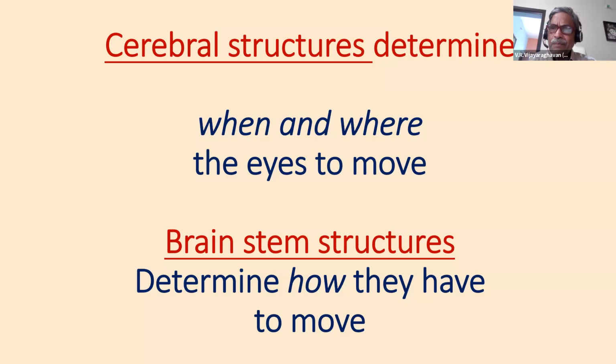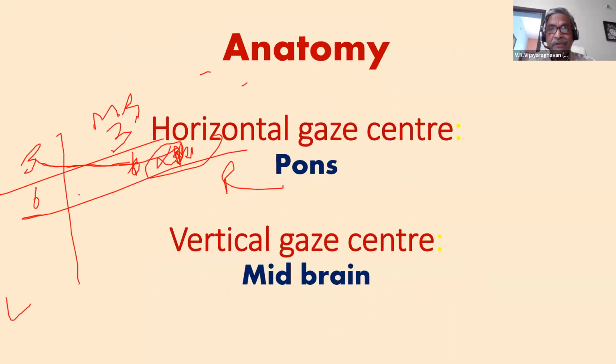What is brainstem? Pons, midbrain. Sorry, it's called brainstem. So whenever you have instruction coming from the top, it comes to my brainstem area. These are the centers. They determine how the eye is to move, whether to right or left, depending upon the areas getting the instructions from the top. Now I'll tell you, what is the anatomy now?